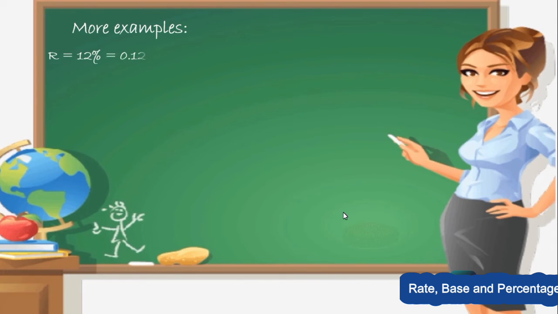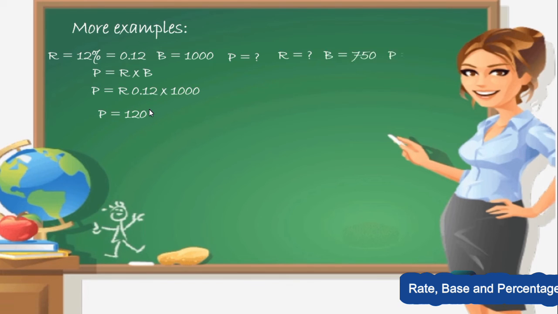Another example. Ang hinahanap natin is percentage. Yung rate natin is 12%. So, gawin natin siyang decimal, kaya naging 0.12. Yung base natin is 1,000. Anong gagawin natin? We're going to multiply the rate and base. So, P is equal to R times B. 0.12 times 1,000 is equal to 120. So, our percentage is 120.